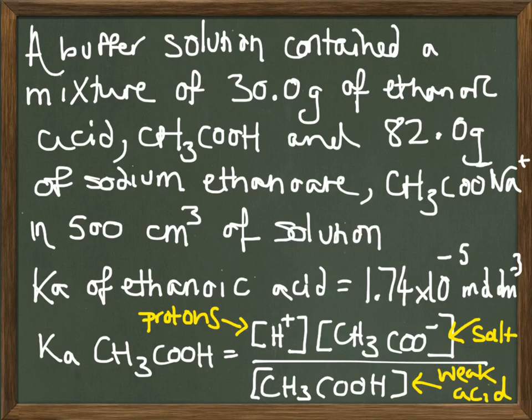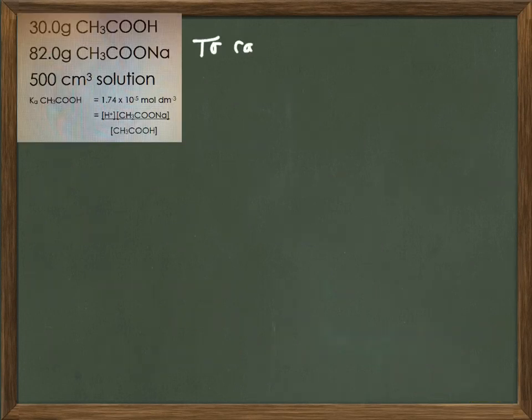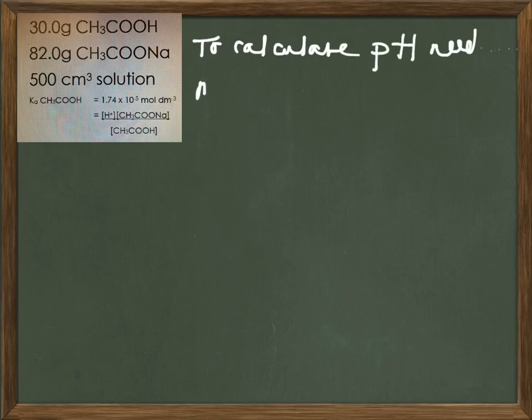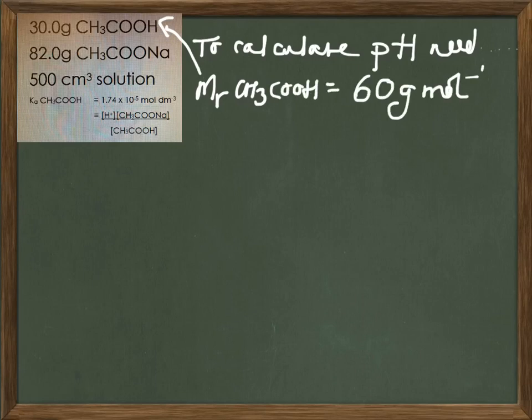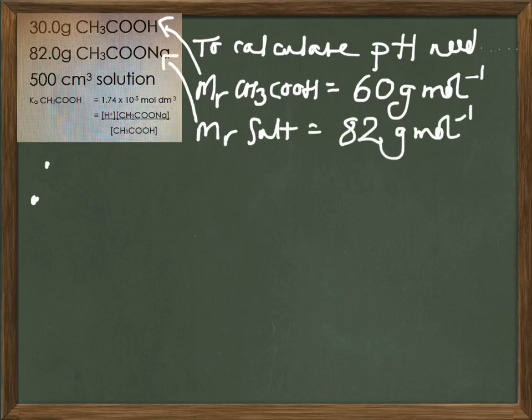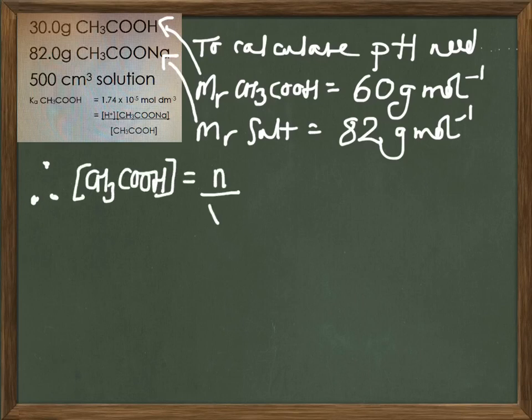Lovely. So step one in our calculation is to read the question carefully and see if we can calculate the moles of our weak acid and our salt of our weak acid. We're going to have to do this because we've been given masses. We haven't been given a nice straightforward question where we've already got our concentrations. We're going to have to deduce that for ourselves.